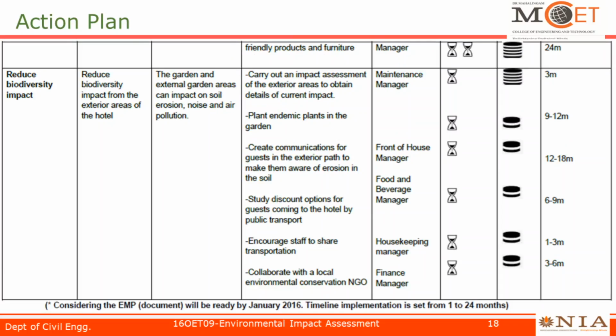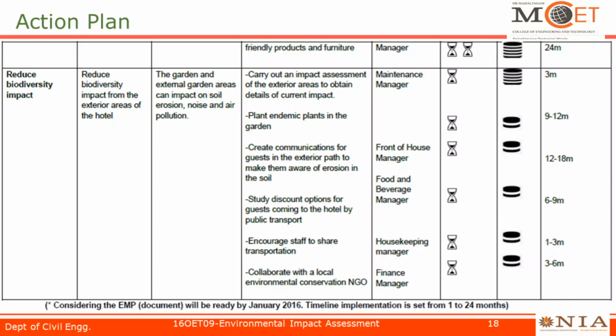Sorry, the previous one was the last but one. This is the last one, reducing the biodiversity impact. So reduce biodiversity impact from the exterior areas of the hotel. The garden and external garden areas can impact soil erosion, noise, and air pollution. So what are the practical steps that we need to take?